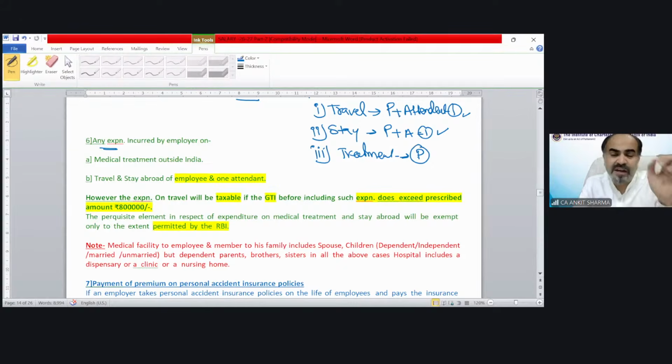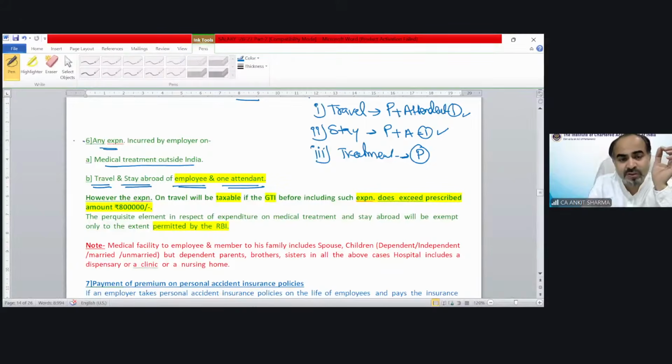So travel expenditure for both is exempt, stay expenditure for both is exempt, and treatment expenditure of only the patient is going to be exempted under this point. So you can see medical treatment outside India is going to be exempt, and travel and stay abroad of the employee and one attendant. That should be patient or one attendant. Okay. But there is a very interesting limit. Till now it is simple. We have gone through it. We have seen that this amount is going to be exempted.